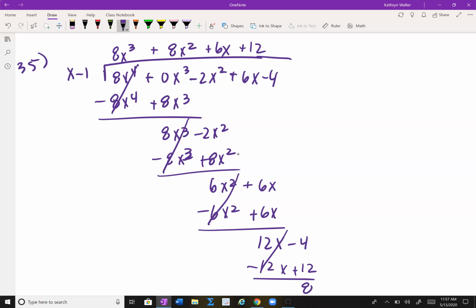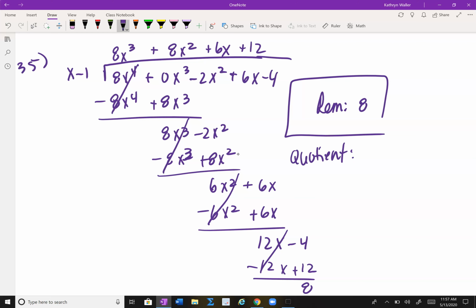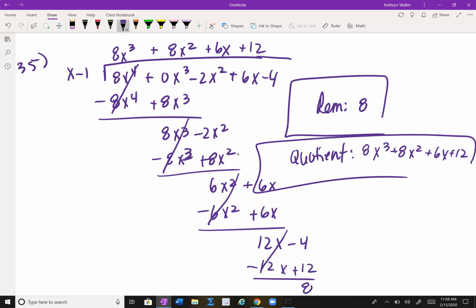I get an 8. Now, they asked what is the remainder? The remainder is 8. That's how you write it. If they asked you, which they did not, but if they asked you what is the quotient, that is the stuff at the top without the remainder. Like that, okay? So just be sure you read it. Didn't have to do 26, 27, 28, 29, or 39, and then 40. So I am on 41.